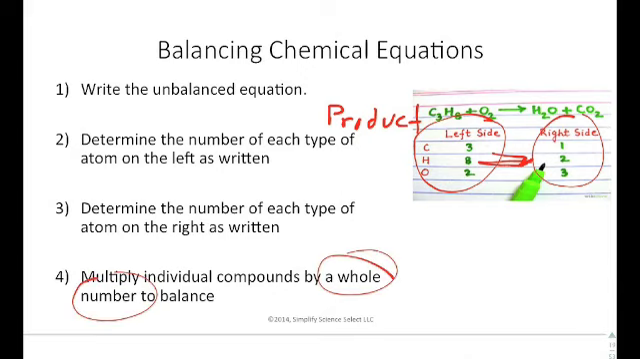You can write out an in-depth procedure, but really it takes getting used to. You've got to practice balancing chemical equations. It gets to be pretty much second nature.